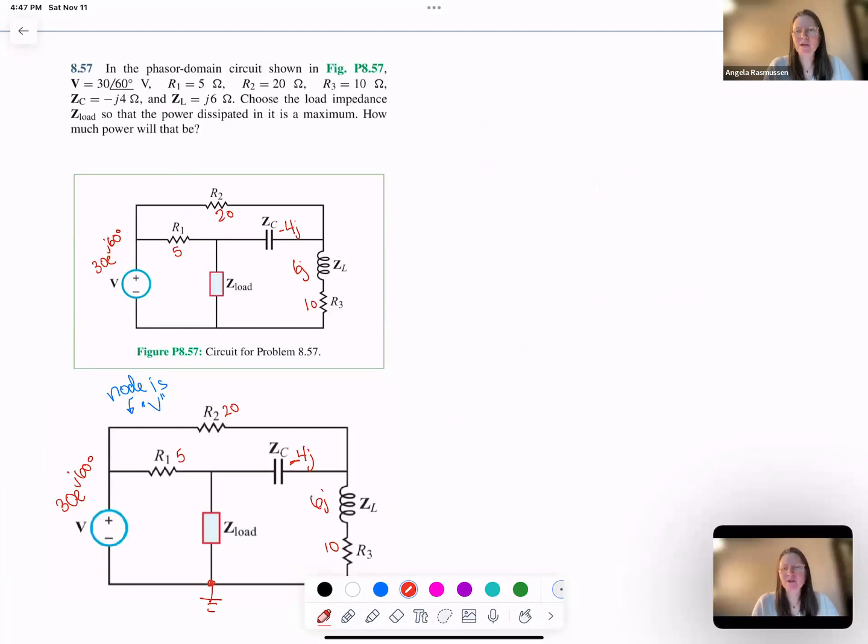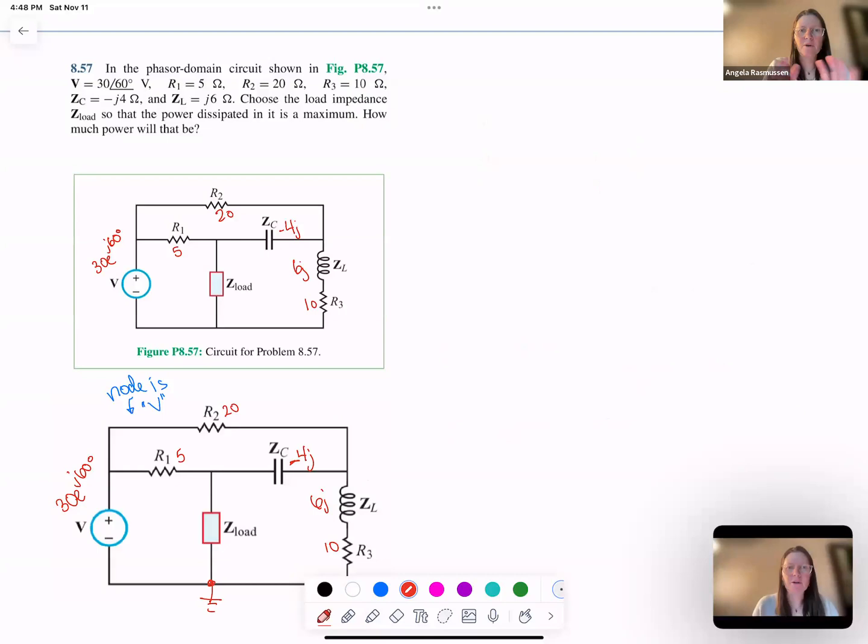This is another example of a maximum transfer or max power transfer problem. This is 8.57 from the book. In order to solve this circuit, you want to determine VTH, which is going to be the Thevenin equivalent, and the RTH, which is going to be the equivalent resistance.